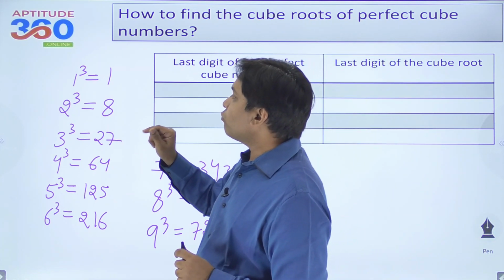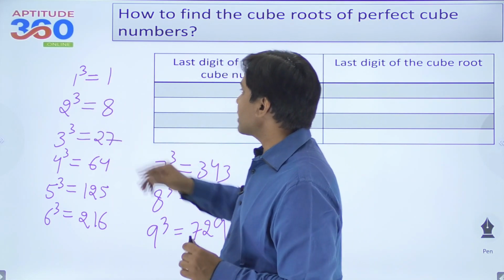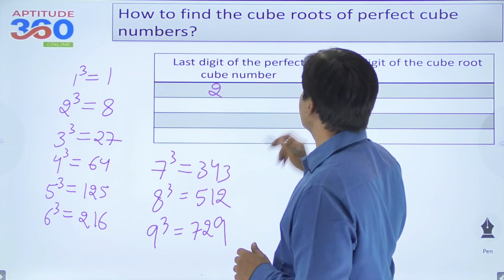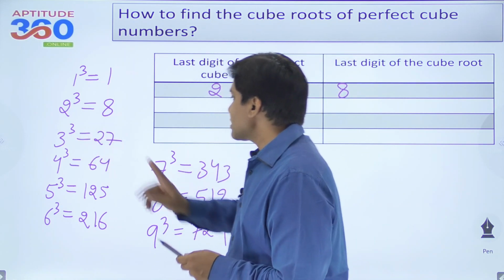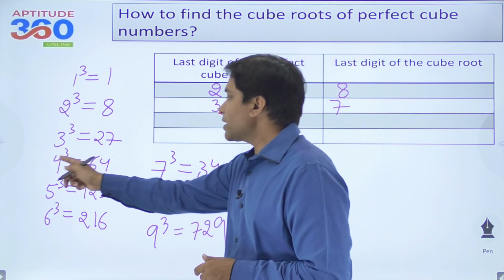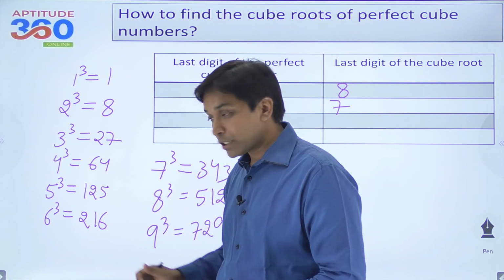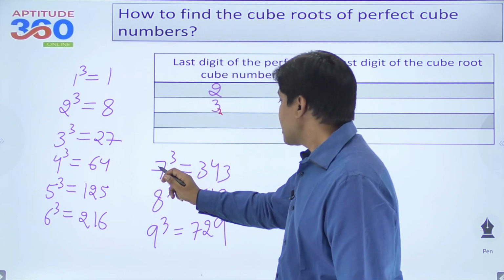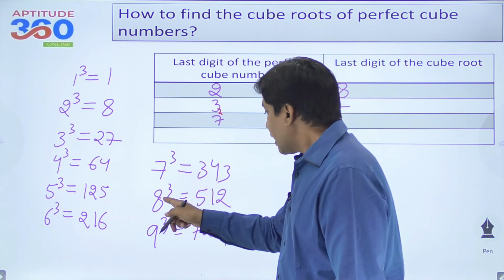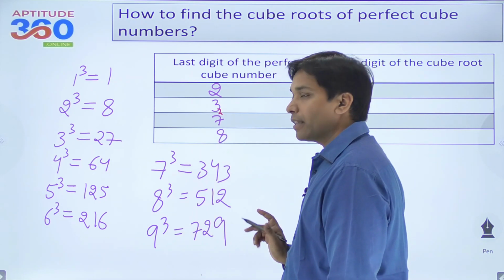Now, if you're finding out cube root, if it is 1, this is 1, so it doesn't make a difference. If it is 2, then this is 8. Try to understand it. If this is 2, this is 8. If it is 3, this is 7. If it is 4, it is 4. It is not a problem. If it is 5, it is 5. It is not a problem at all. 6 and 6, not a problem. 7 and 3. If it is 7, then this is going to be 3. If it is 8, this is going to be 2. And if it is 9, this is 9.